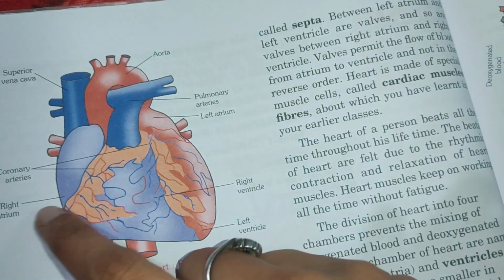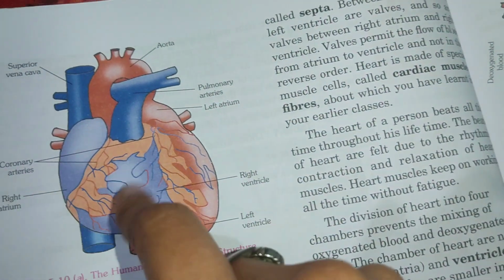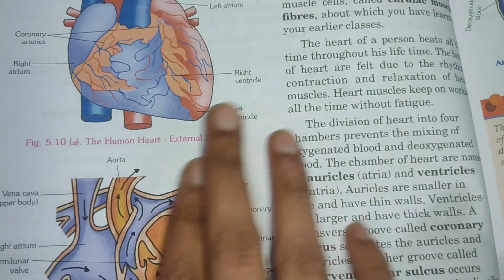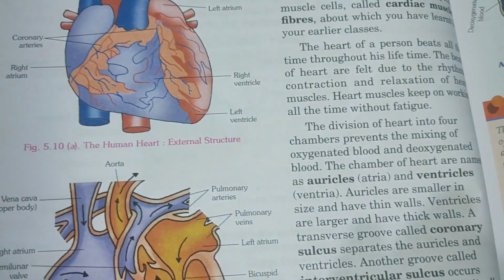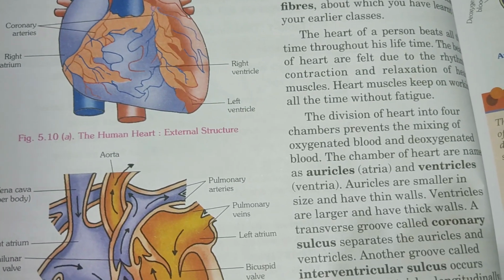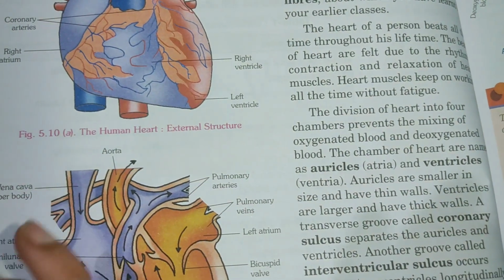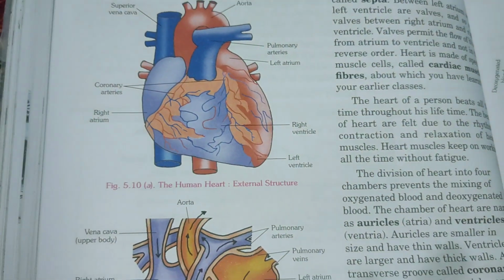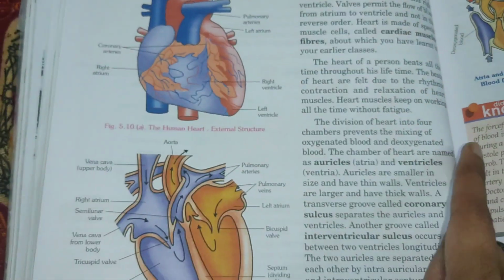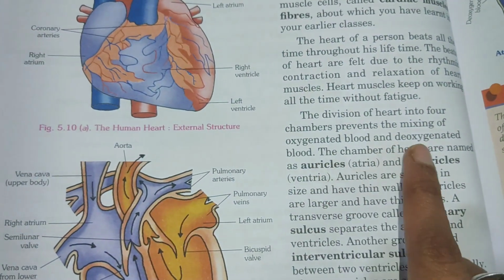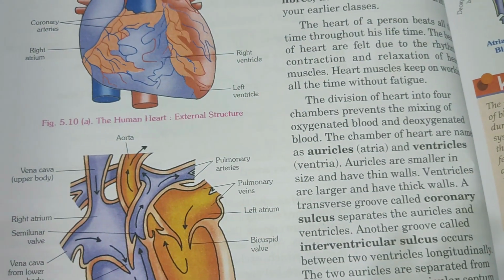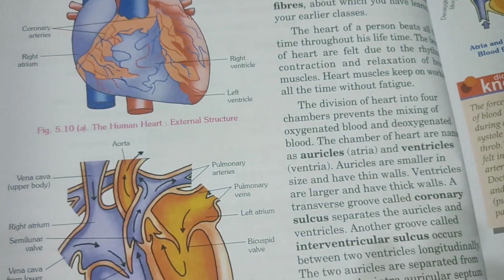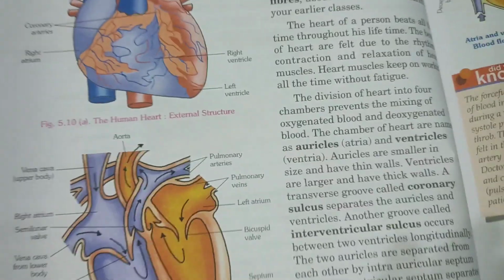The heart is made up of special muscle cells called cardiac muscle fibers. The heart of a person beats all the time throughout life, with rhythmic contraction and relaxation of the heart muscles, which helps it work all the time without fatigue. Because of this rhythmic contraction and relaxation, it does not get tired. The division of the heart into 4 chambers prevents the mixing of oxygenated blood and deoxygenated blood.